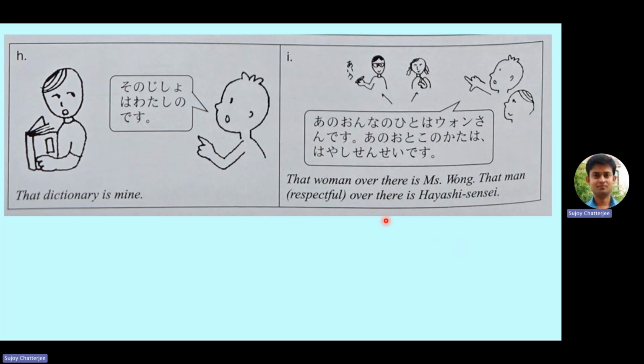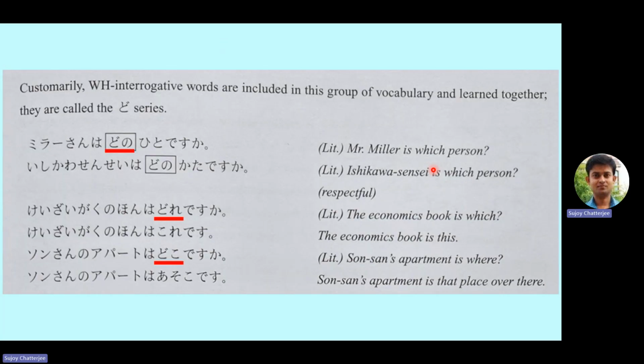And then that man over there, respectfully, is Hayashi sensei. Now, as we learned earlier, when we have to give respect, then we won't say hito, we will say kata. So, ano otoko no kata wa Hayashi sensei desu. Ano otoko no kata wa Hayashi sensei desu.